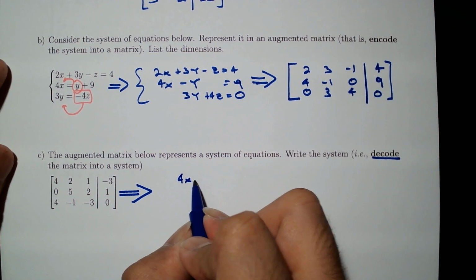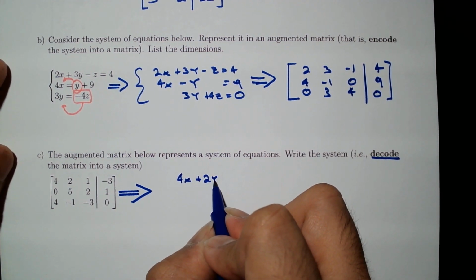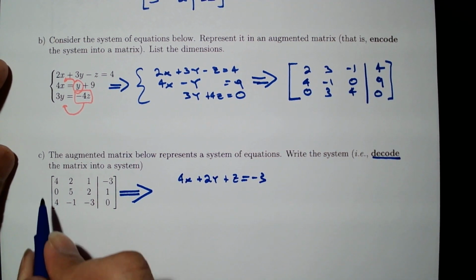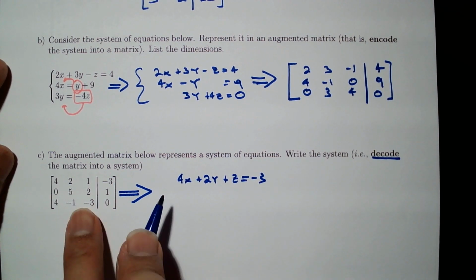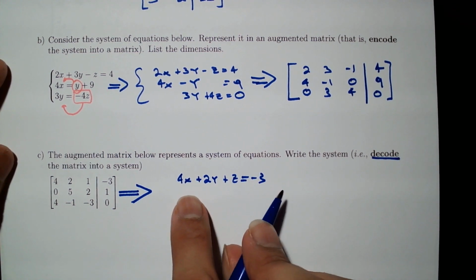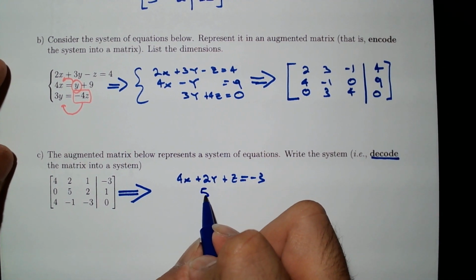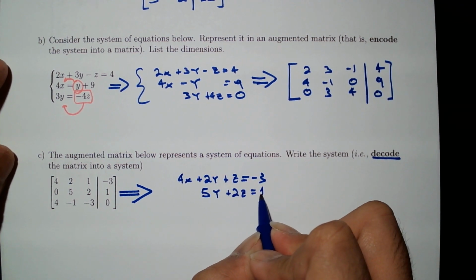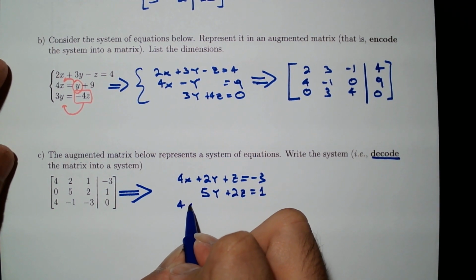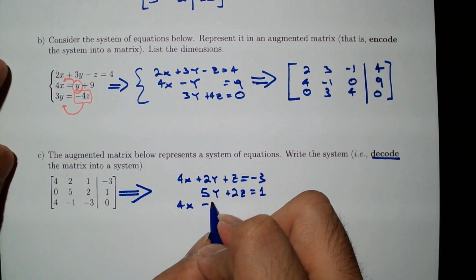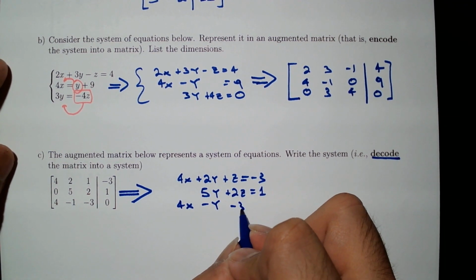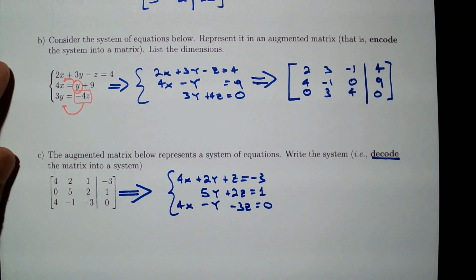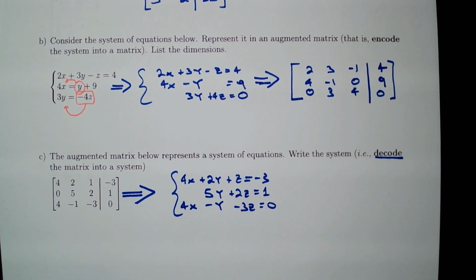That's 4x plus 2y plus z equals negative 3. This 0 is not going to give me anything for x, so I'm just going to go to 5y plus 2z equals 1. And then, again, another 4x minus y minus 3z equals 0. Okay, and that's our decoded system.